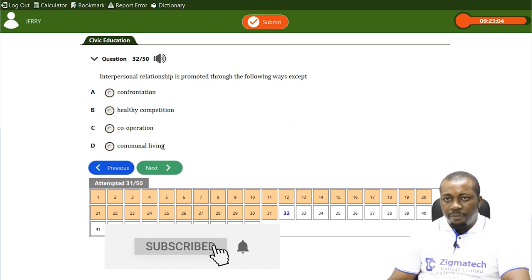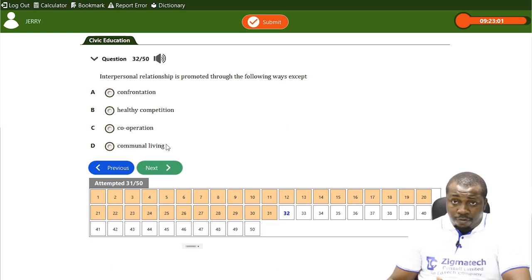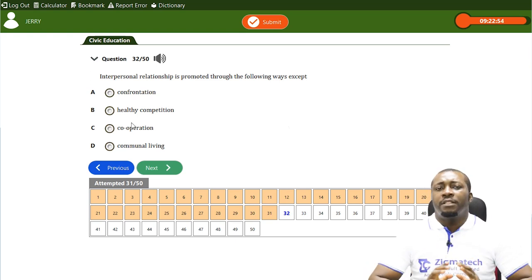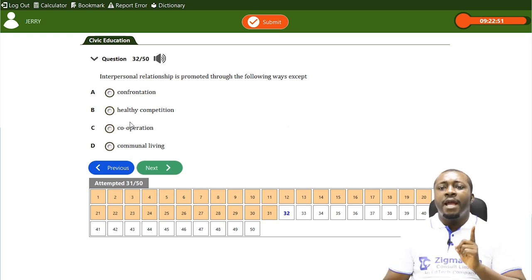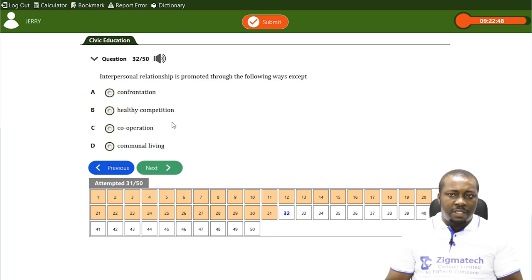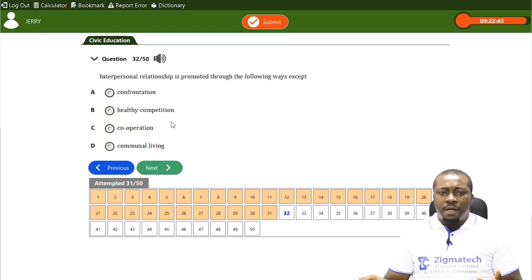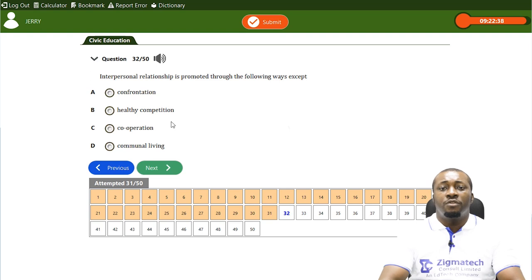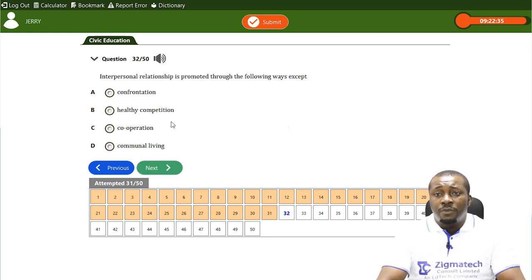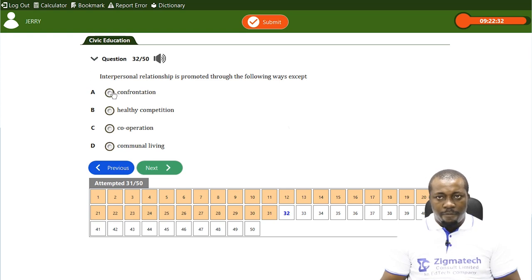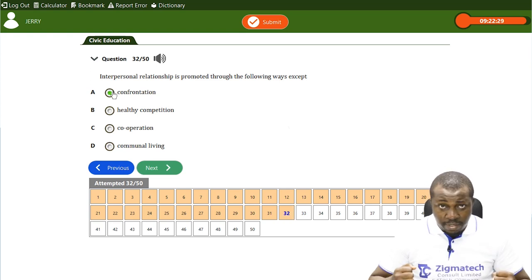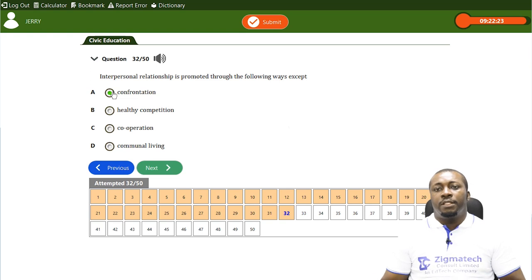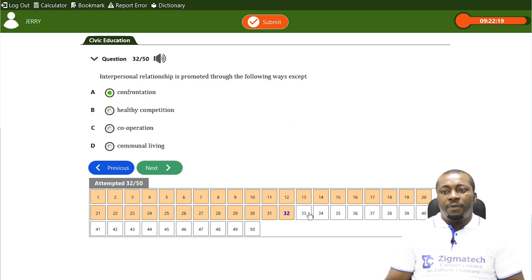This says we start from communal living. Of course, it can promote interpersonal relationship, wanting to live together in unity. Cooperation, of course, promotes interpersonal relationship, working as a team to achieve a common goal. Now, healthy competition can promote interpersonal relationship. Like in school, I want to take first position, I study hard, you want to take first position, you study hard. It's a healthy competition, and at times we can come together to share what we know. But confrontation, which has to do with violent physical means to attack somebody, either verbally or with your hand or whatever you're holding, is not a way that can promote interpersonal relationship.